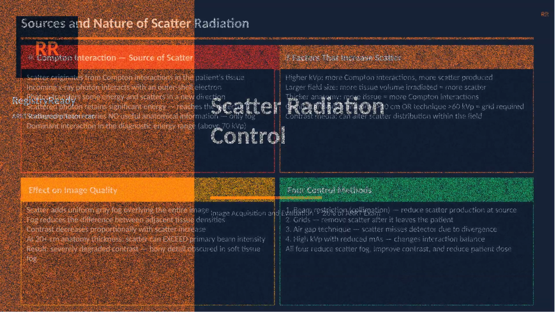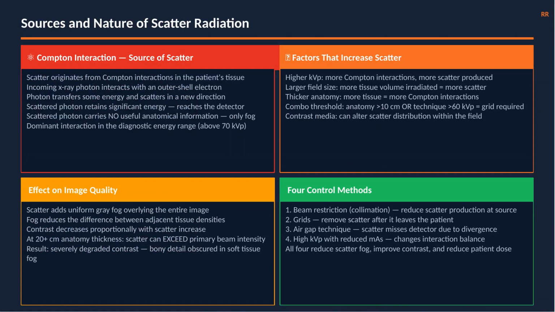12 minutes. Scatter originates from Compton interactions inside the patient's tissue. Here is the mechanism. An incoming X-ray photon strikes an outer shell electron. The photon transfers some of its energy to that electron and continues in a new direction, a different direction from the one it was traveling. That redirected photon is scatter.